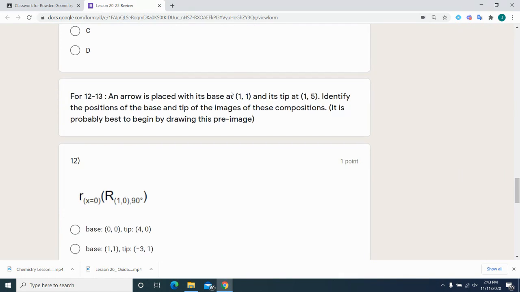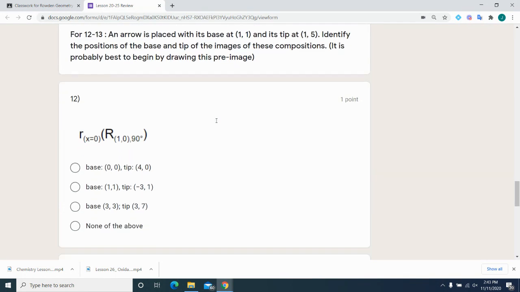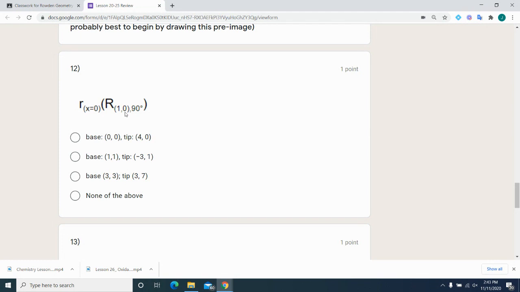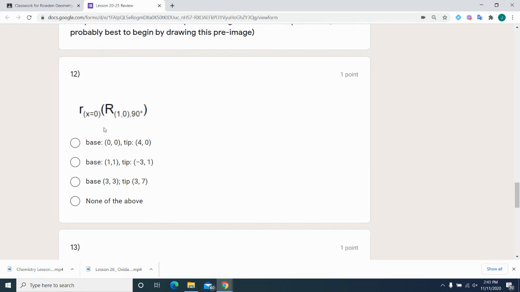So if you're following along, draw this to begin with. Draw this on a piece of paper. What should happen when you rotate it around 1, 0, 90 degrees, what you should have is an arrow with the base at 0, 0, and then it goes to the left. That's what you should have. So the base is at 0, 0, and the tip is at -4, 0. But then when you flip it over x equals 0, when you flip it over the y-axis, now the base stays at 0, 0, but the tip is positive. So this should be your answer.